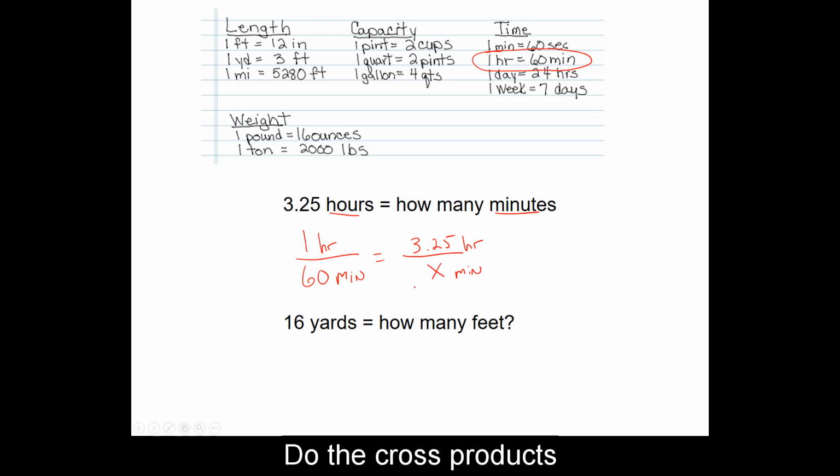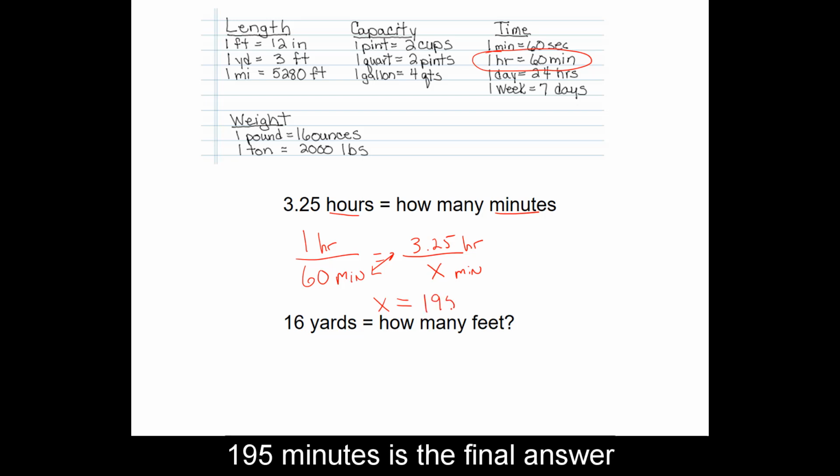And then do the cross multiplication. Okay, well, 1 times x is x, so I'll just have an x without any division. And the other cross multiplication is 60 times 3.25, which works out to be 120 minutes. And that would be your final answer. You can check it by verifying the cross products are equal.